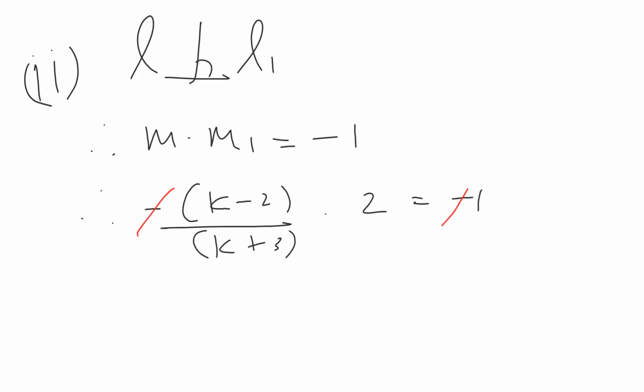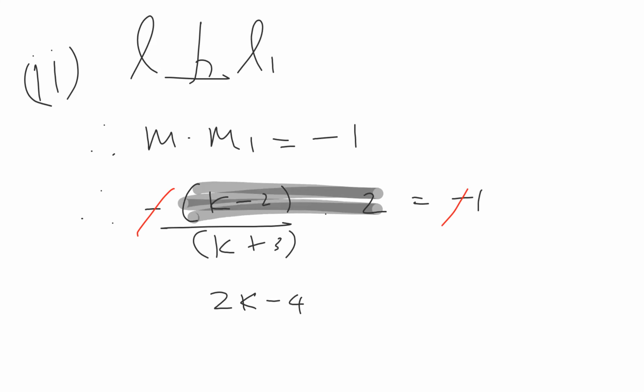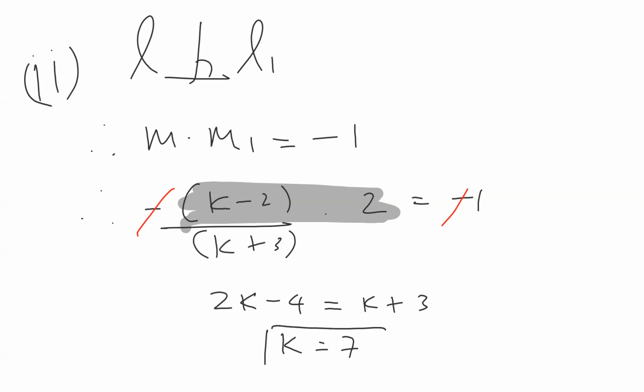Minus minus gets cancelled because there is a multiplication sign over here. So 2k minus 4, multiplication of these two terms. 2k minus 4 is equal to k plus 3. So k is equal to 7 by solving. So the second part of the solution is also over.